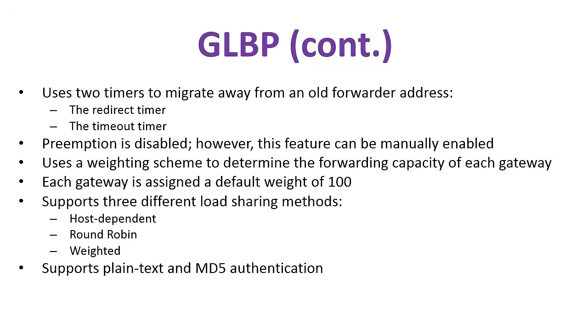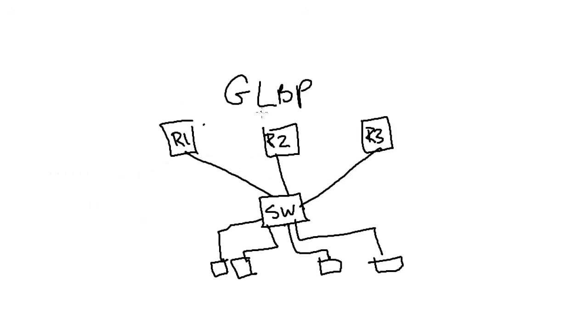GLBP has many other features, but you should really focus on the fact that GLBP does provide load sharing and many different load sharing methods: host dependent, round robin, and weighted. And it does support plain text and/or MD5 authentication. But the big advantage, and the question you're most likely to get regarding GLBP, is when would you use it? And you would use it if you would like to load balance between devices.